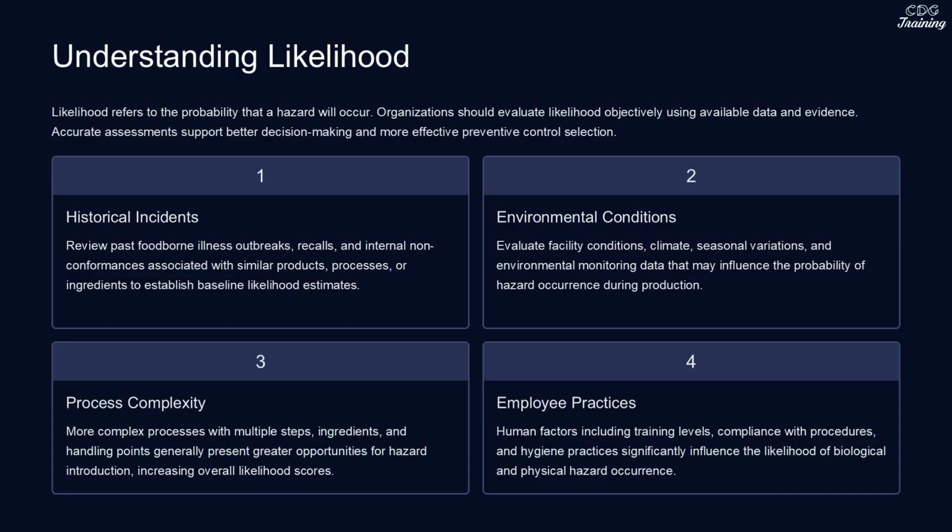Review past foodborne illness outbreaks, recalls, and internal non-conformances associated with similar products, processes, or ingredients to establish baseline likelihood estimates. Consider environmental conditions, climate, seasonal variations, and environmental monitoring data that may influence the probability of hazard occurrence during production.